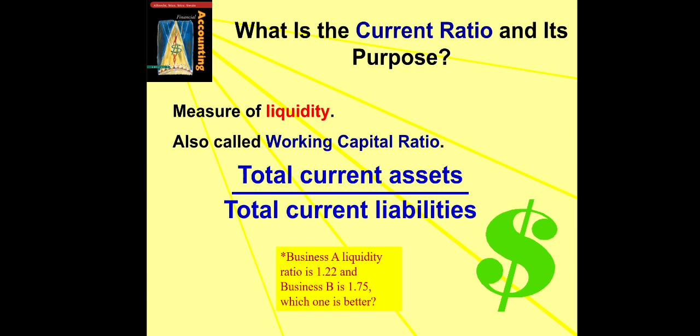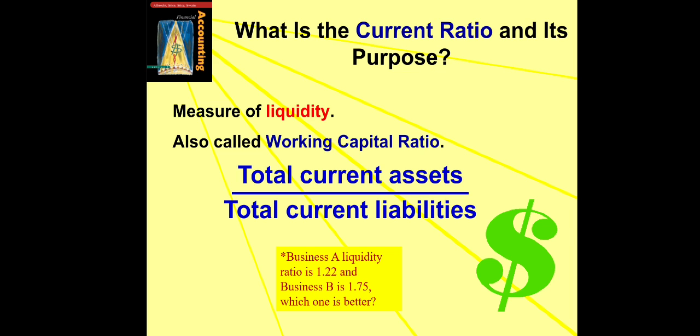Okay, the second ratio that can be used to analyze financial statement is the current ratio. Current ratio is a measure of liquidity. Liquidity means how fast a company or a business can pay its debt, particularly the short term debt. Current ratio, also called working capital ratio. If somebody asks you to calculate current ratio or working capital ratio, the formula is total current asset divided by total current liabilities.